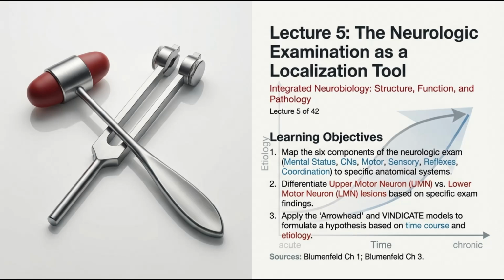You'll order the wrong tests. You'll chase the wrong diseases. A spinal cord problem versus a peripheral nerve problem. It's a fundamental fork in the road. And the final objective is to apply that arrowhead model and something called the VINDICATE model. So the mission is clear. We're moving from the what of anatomy to the how of diagnosis. And we're doing it at that physician-scientist level. We're not just learning a checklist. The goal here is to understand the mechanism behind the reflex, the physics behind the gait, the geometry of the brainstem.